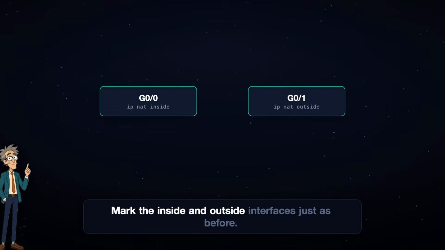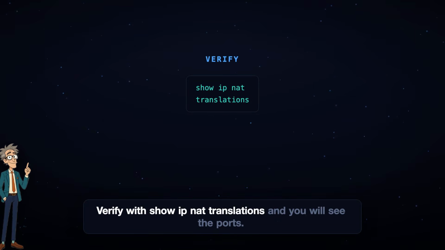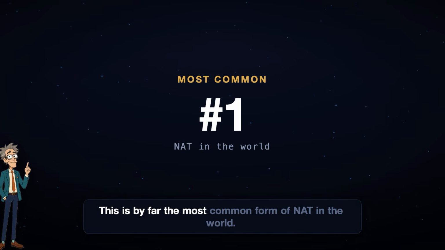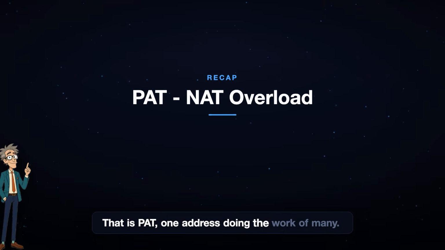Mark the inside and outside interfaces just as before. Verify with show ip nat translations, and you will see the ports. Each line shows an inside address and port mapped to one shared global address. This is by far the most common form of NAT in the world. That is PAT, one address doing the work of many.